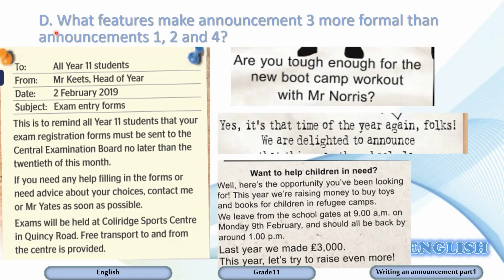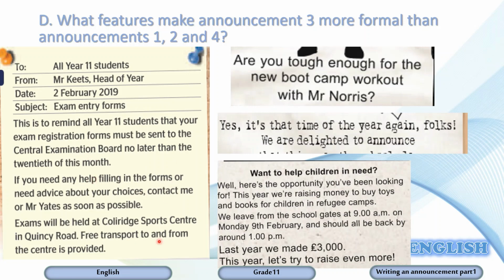All right, now let's move on to the activity D. What features make announcement 3 more formal than announcements 1, 2, and 4? So this is the announcement or memorandum number 3, and it is more formal than 1, 2, and 4. These extracts are taken from these announcements. So we are going to identify the features that make this announcement more formal. Of course, there are many features here. This is to remind all your 11 students. So it is straight to the point, and it is written in impersonal and unemotional tone. The manner here is very practical because it just aims to inform and gives the information directly.